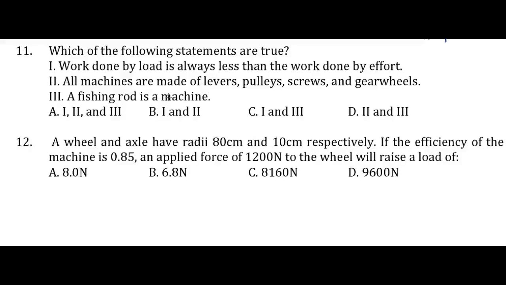we have a fishing rod is a machine. So this is true. This is not true. So we have 1 and 3 to be the correct answer. So all machines are not made of levers, pulleys, screws, and whatever. So we still have inclined plane, we have wedge, we have wheel and axle as part of number 2. So the answer to this question is 1 over 3.